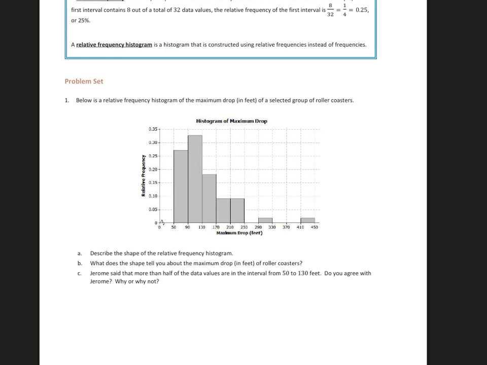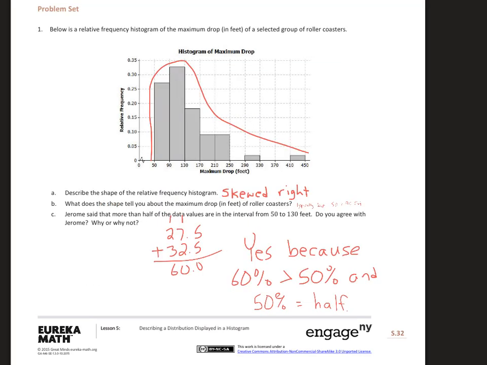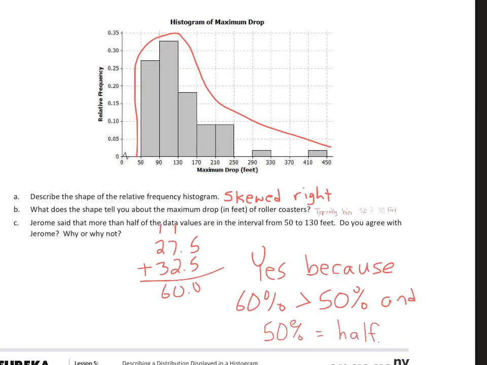Okay, let's get into the answers. So I would say that this histogram is skewed right if you look at the shape, because the tail is going down to the right. I would say that the data and the shape show me that the maximum drop in feet is usually between 50 and 130, since that's where the bulk is. I could stretch that to 170 because after that they're pretty much outliers.